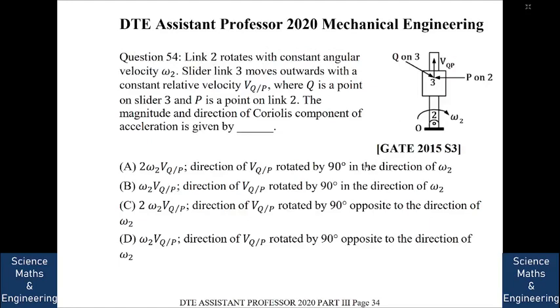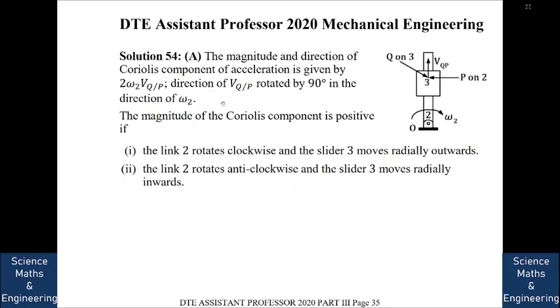Link 2 rotates with constant angular velocity omega 2. Link 3 moves outward with a constant relative velocity VQP, where Q is a point on the slider and P is a point on link 2. Okay. The magnitude and direction of the Coriolis component of acceleration is given by. So this is a very basic question of theory of machines. So the answer is, see, the magnitude of the Coriolis component of acceleration is given by 2 omega 2 into V of QP, and the direction is that of VQP rotated by 90 degrees in the direction of omega 2.